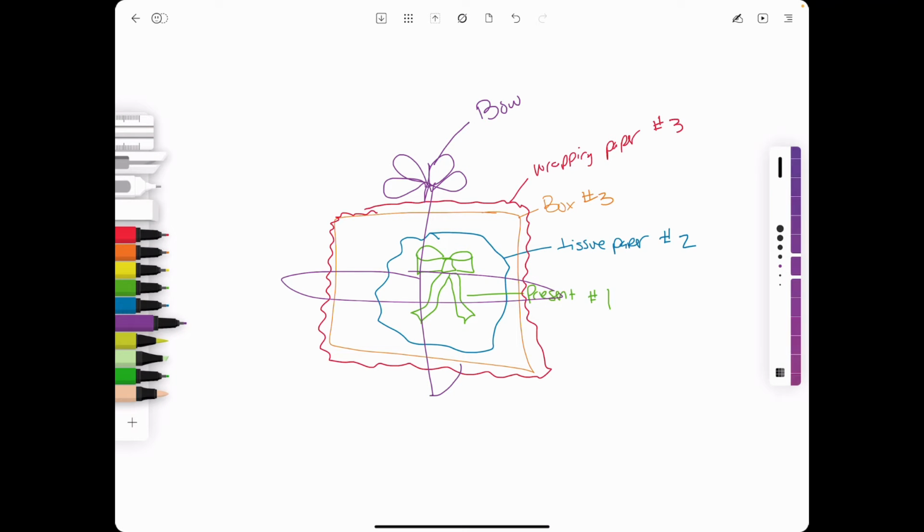Then we put a bow on the top, right? You can kind of think of this as your order of operations. When you know everything, you're the gift giver, you know what's inside. You're going to follow the order of operations to present somebody with a beautiful gift.